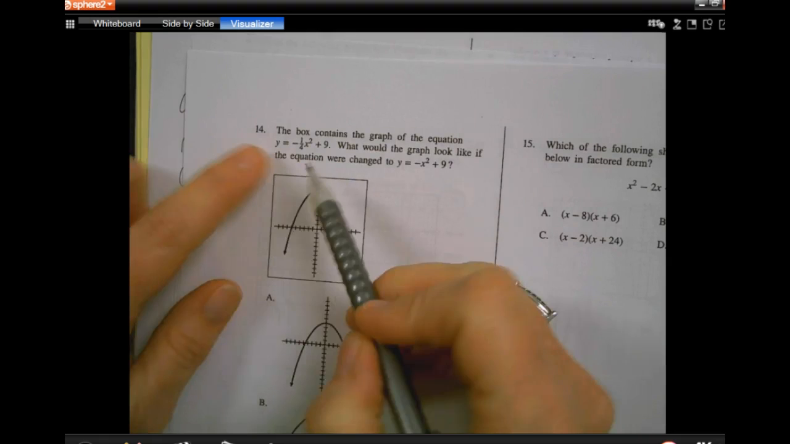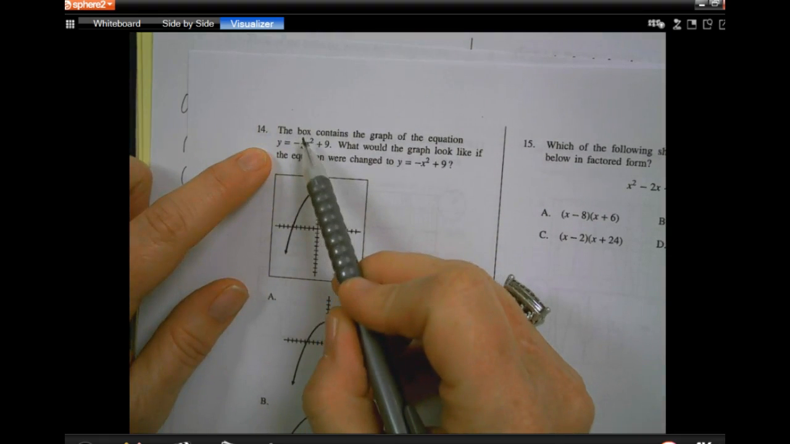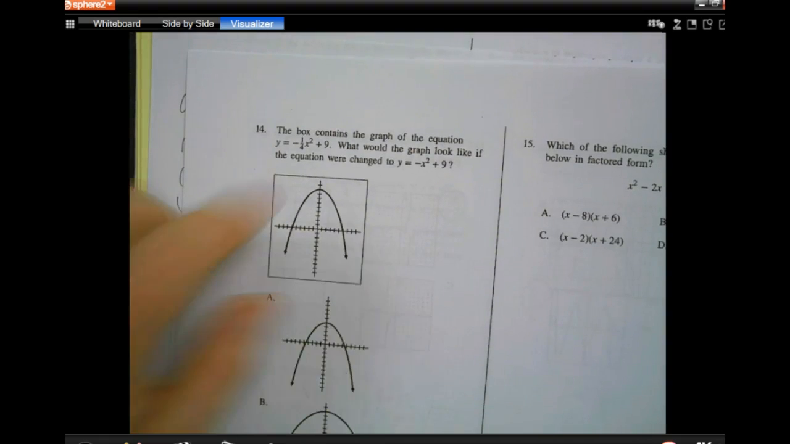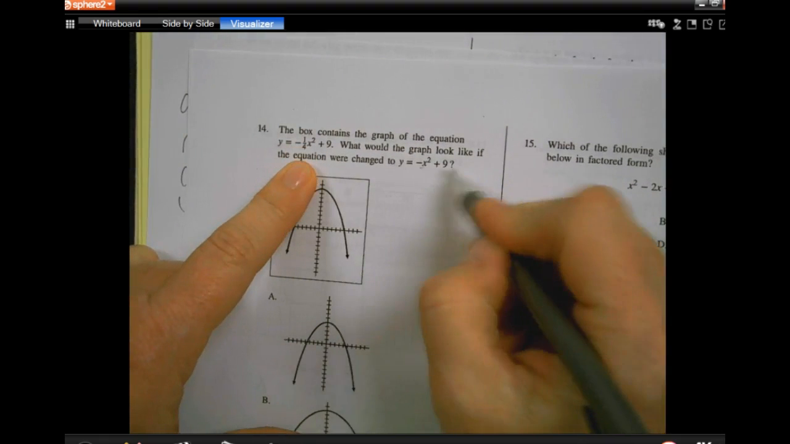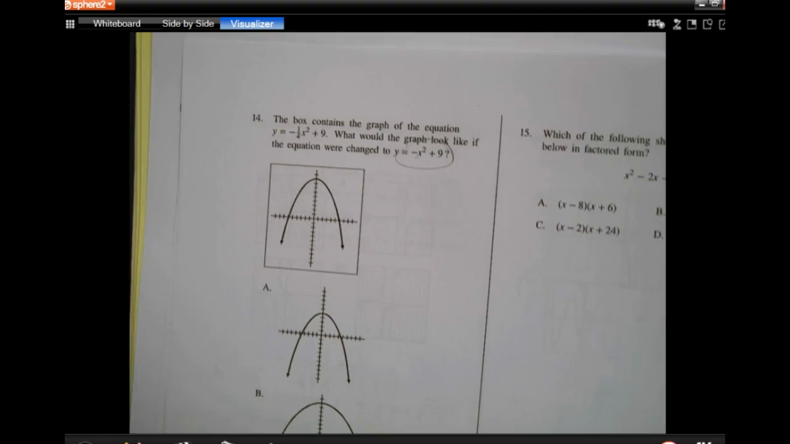So if it wants to know if it took away the 1/4, what would happen to this? It wants to know this one. Y equals negative x squared plus 9. So first of all, what is the k value? The vertex gets pulled up to what value? 9. And so is the final answer going to be skinnier or fatter? Skinnier. So the answer is C.